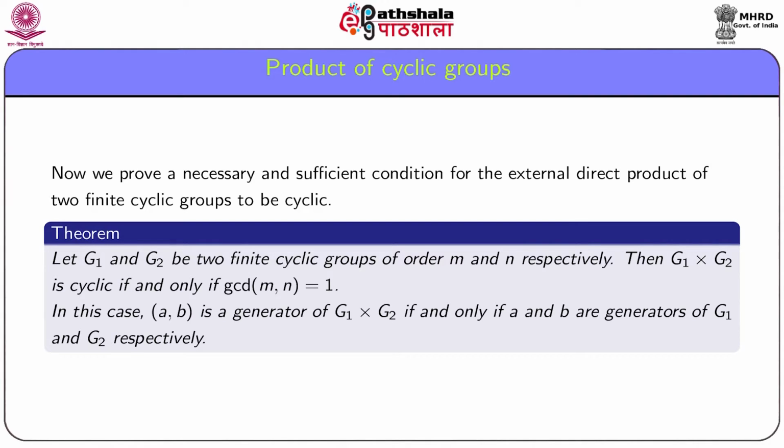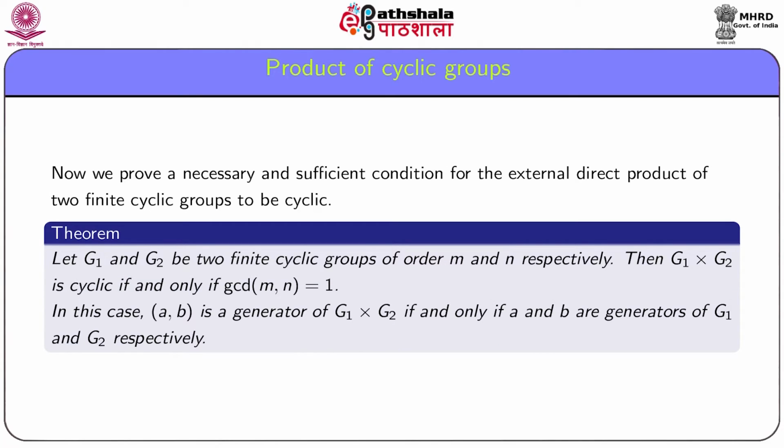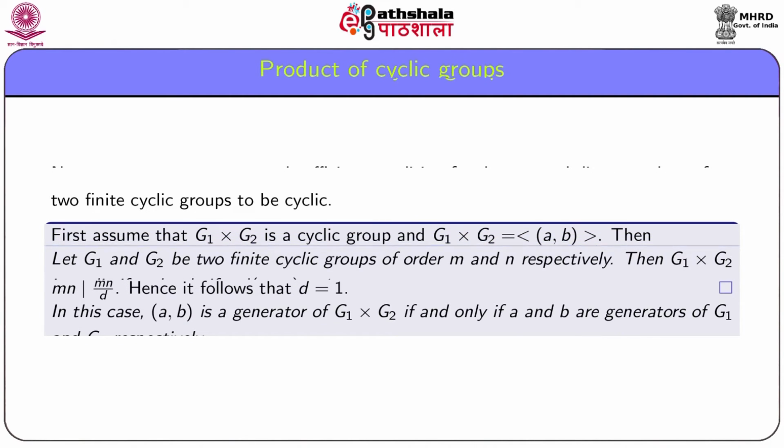Moreover, in this case, the pair (a, b) is a generator of the Cartesian product G1 cross G2 if and only if a is a generator of G1 and b is a generator of G2. Actually, this gives the generators of the group G1 cross G2. So, let us prove the first part.